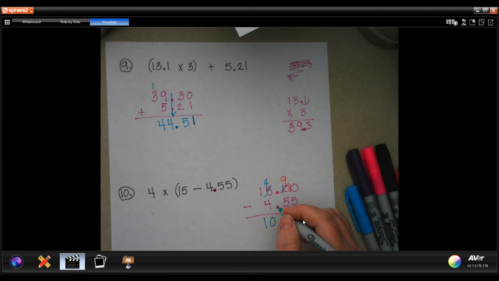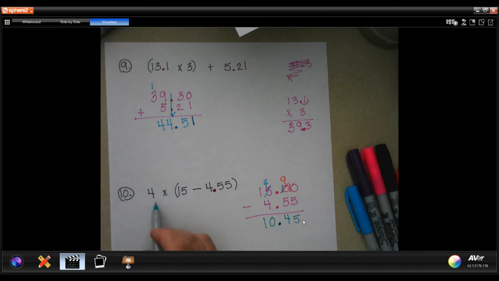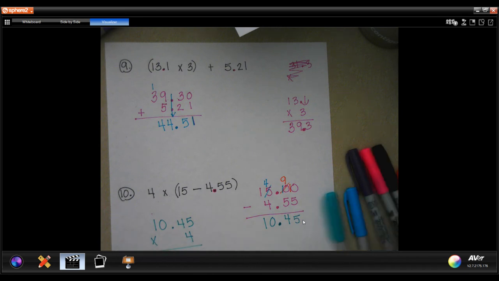Remember, I'm subtracting the decimal, so it needs to come straight down. Okay? Now I have to take this number and I have to multiply it by 4. That 4 didn't go anywhere just because I did my parentheses. I'm going to take my 10.45 and I'm going to multiply it by 4. Okay? All right.